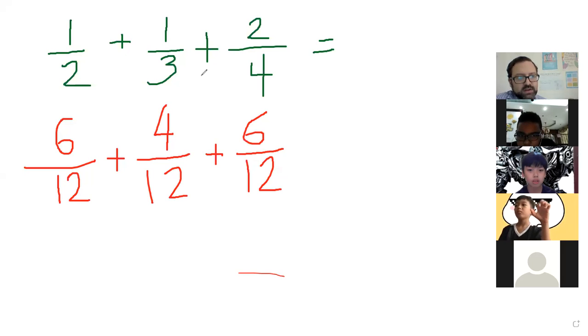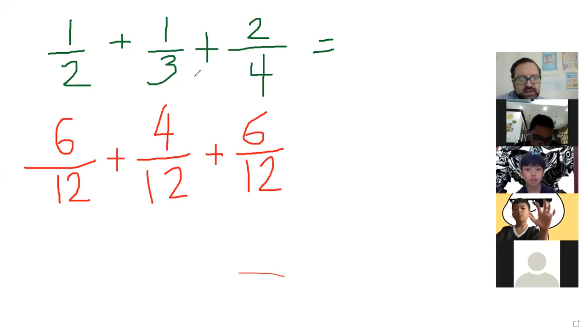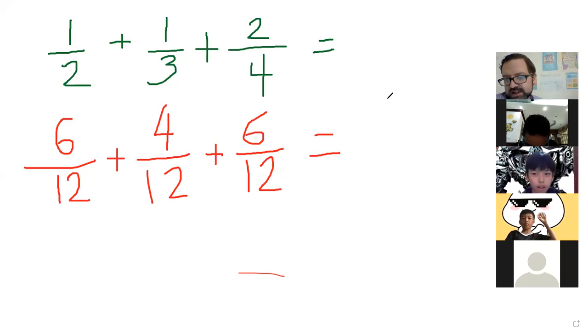All right. And if you notice, 1/2 and 2/4 are equal. They both equal 6/12, all right? And that makes sense to me. So I think we're on the right track here. All right. Let's try and add these up.